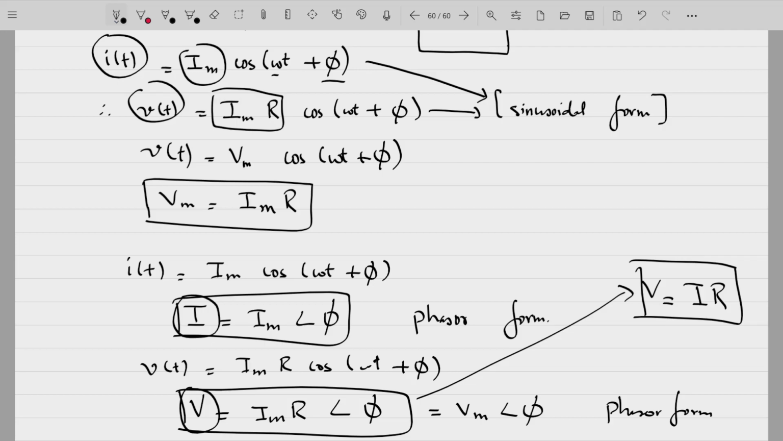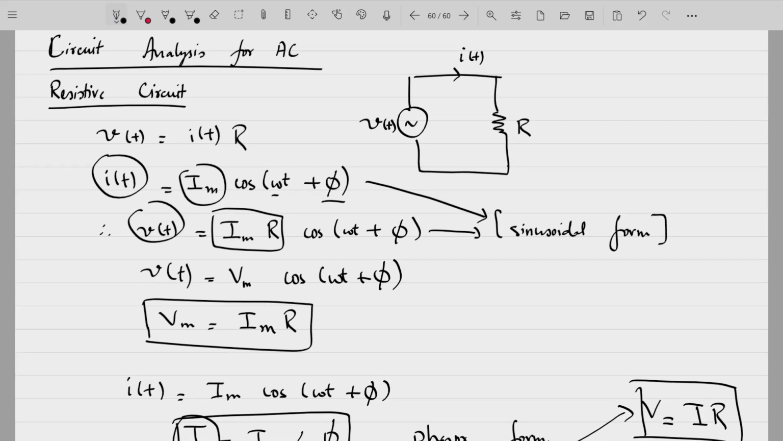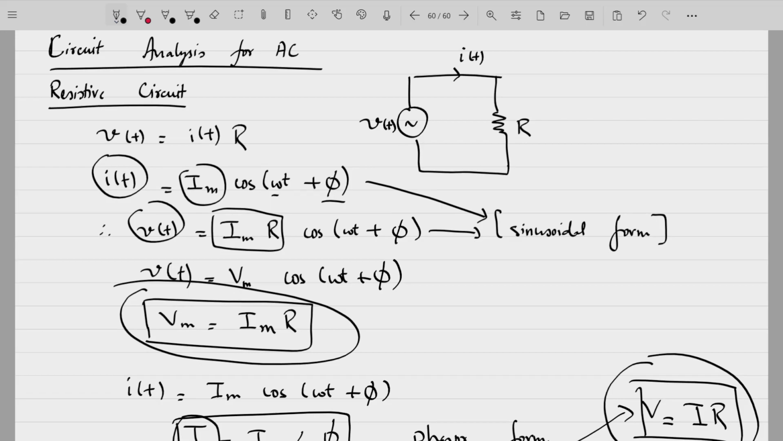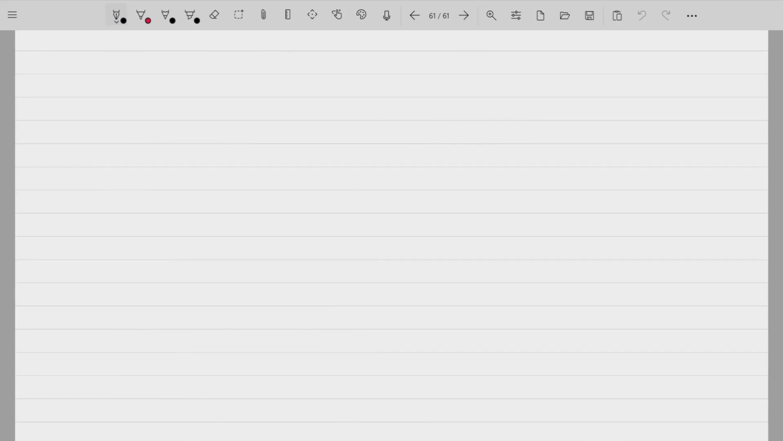So actually Ohm's law is still valid in case of AC circuits. For a simple AC circuit, if you want to find out the magnitude of voltage or current, the relationship is Vm is equal to Im into R, and the same relationship is also valid for the phasor form, where capital V is equal to capital I into R, where R denotes the resistance. So this is a simple circuit, a resistive circuit. Let's look into an inductive circuit. Before we do that, let's plot the phasor diagram of the resistive circuit.